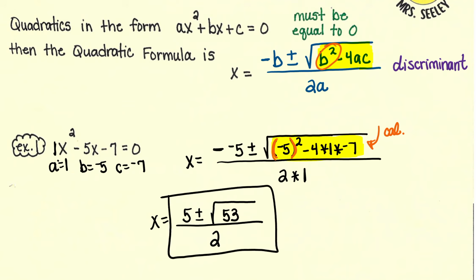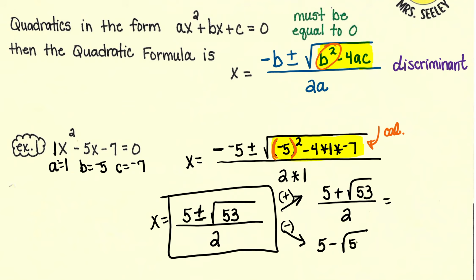Now, occasionally teachers will like your answer as a decimal. Perhaps if it's a word problem and you're trying to solve for how many seconds it takes an object to fall off a building and hit the ground or something like that. If they do want it as a decimal, simply do the plus and the minus. We'll do the positive of it and we'll do the negative. So we would say 5 plus the square root of 53 all over 2. And we would say 5 minus the square root of 53 all over 2.